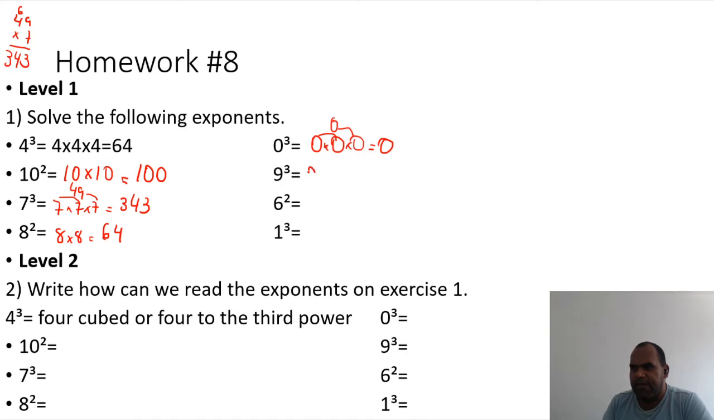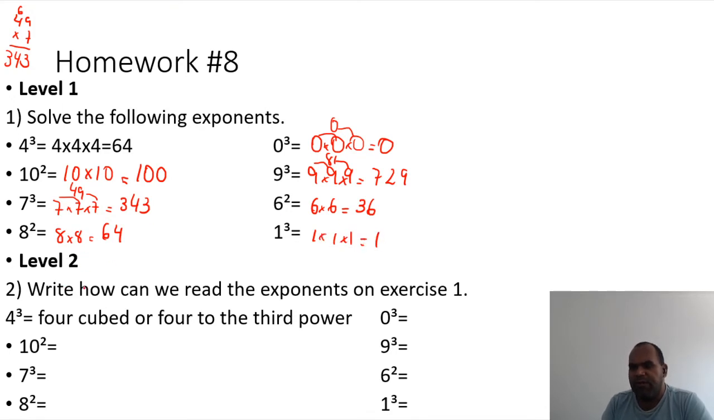9 cubed. It's 9, 9, 9. Multiply together. I have 9 times 9, it's 81. 81 times 9, as we know it already, we did it, 729. 6 squared is 6 times 6, 36. And 1 cubed, I need 3 copies of 1. As you can see, 1 times 1 times 1 equals 1.